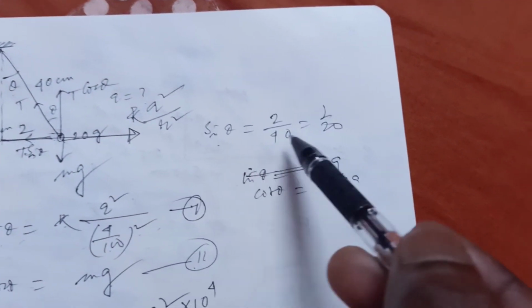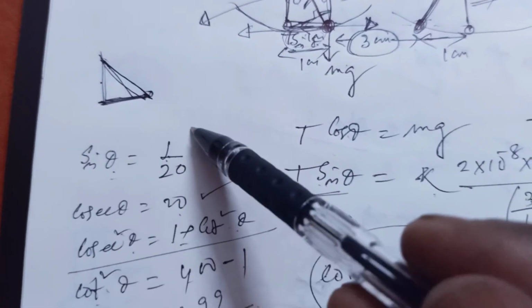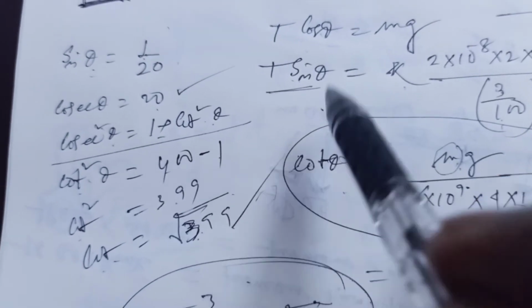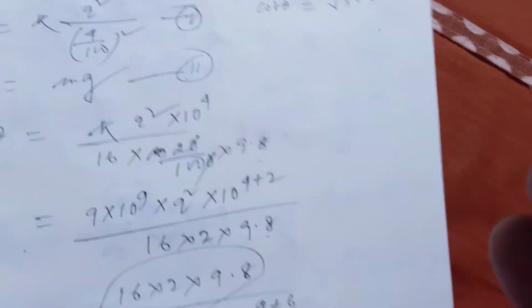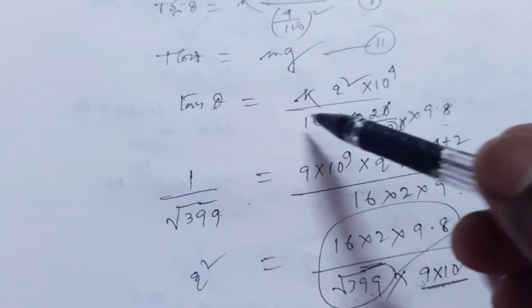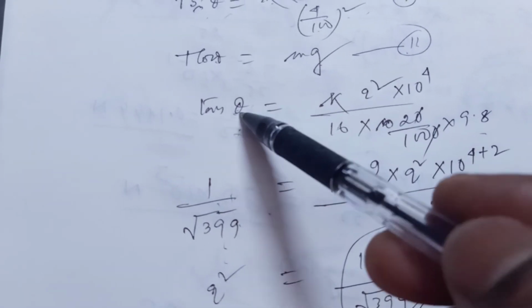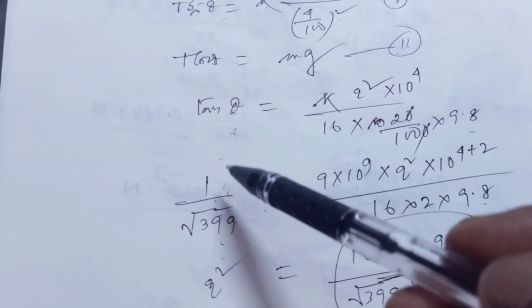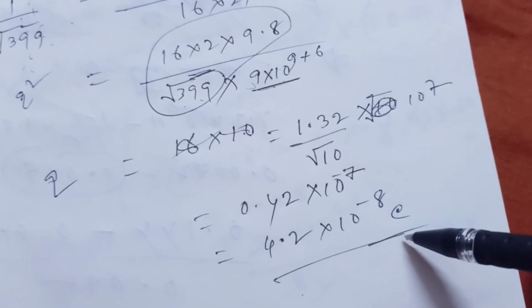Since sin theta equals 1 by 20, cot theta must be this one. As in 23, you can take this as 1 by 20. Since this is 120, then cot theta will be this one. So if you put in the value, 1 by cot theta is tan theta, so 1 by root of this one, or q square equals this one, or q equals this one.